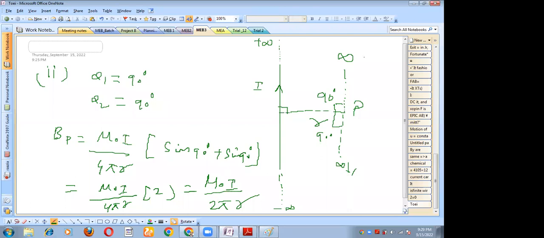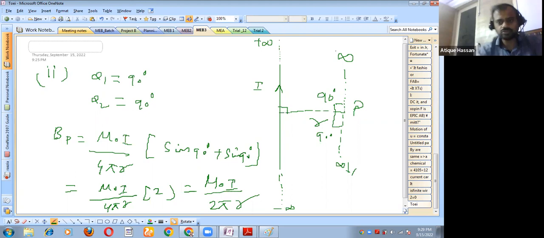Sir, if one side is infinite and the other side is finite? Yeah, that we can do also. That we are going to do. In that case, we have to put the angles. For the infinite side, you have to put one angle like 90 degrees, and for the finite side, whatever angle is given, you have to put that value.